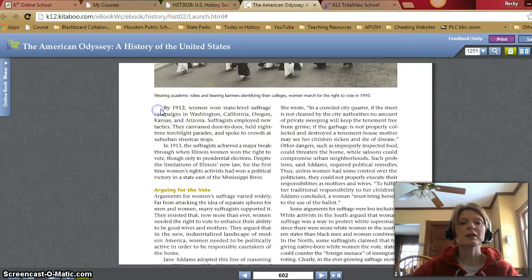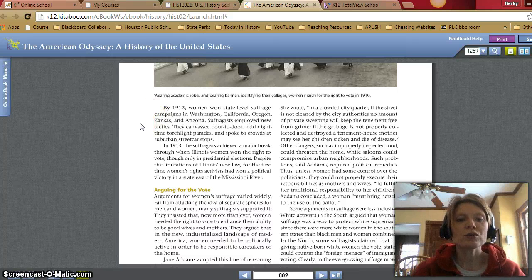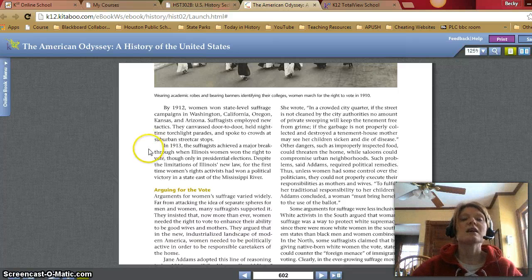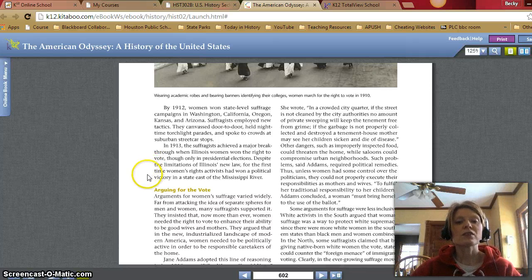By 1912, women won state-level suffrage campaigns in Washington, California, Oregon, Kansas, and Arizona. Suffragists employed new tactics. They canvassed door-to-door, held nighttime torchlit parades, and spoke to crowds at suburban streetcar stops. In 1913, the suffragists achieved a major breakthrough when Illinois women won the right to vote, though only in presidential elections. Despite the limitations of Illinois' new law, for the first time, women's rights activists had won a political victory in a state east of the Mississippi River.